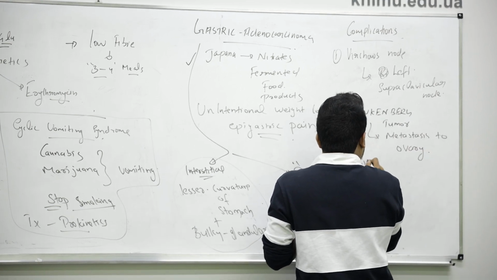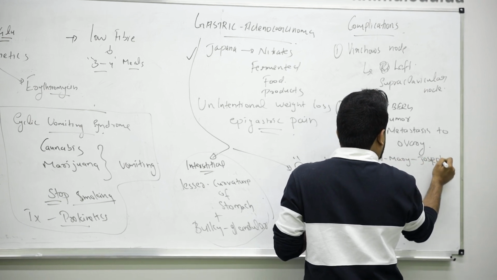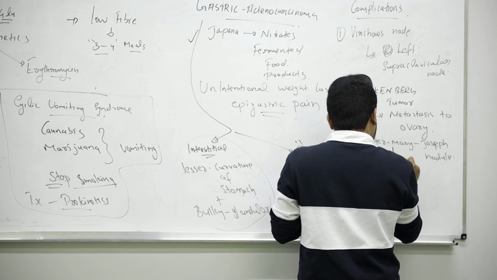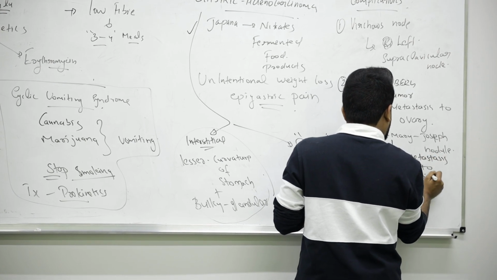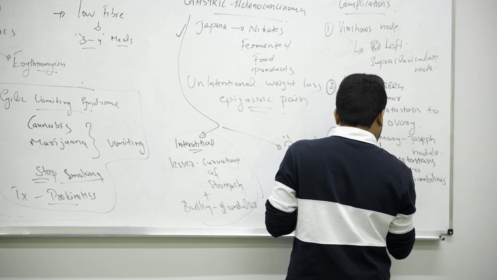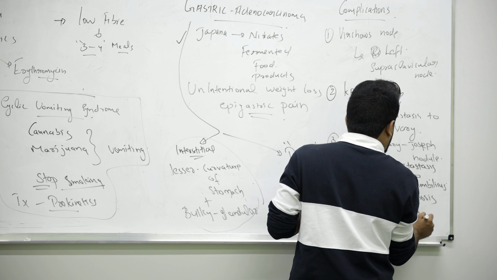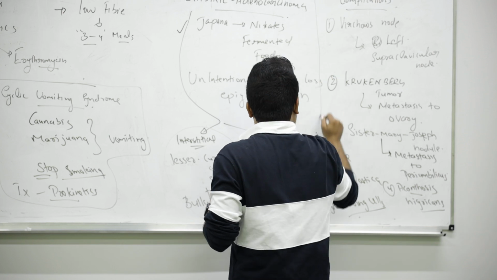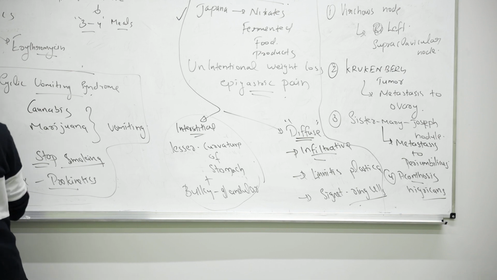Next one, sister married whom? Sister married Joseph: Sister Mary Joseph nodule. So that is metastasis to the periumbilicus. Last one, acanthosis nigricans. It is not only seen with diabetes; with vitamin B12 deficiency too, in the axilla area, you can see a black colored thing. So these are the most common complications seen with what? Stomach cancer.